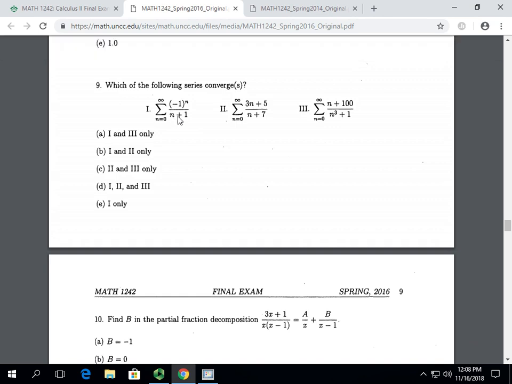Alternating series test. Your b_n is 1 over n plus 1. So this thing is going to converge, because the terms go down and the fraction goes to 0. What about this one right here? This is really important. The sum as n goes from 0 to infinity of (3n plus 5) divided by (n plus 7). What's the deal?